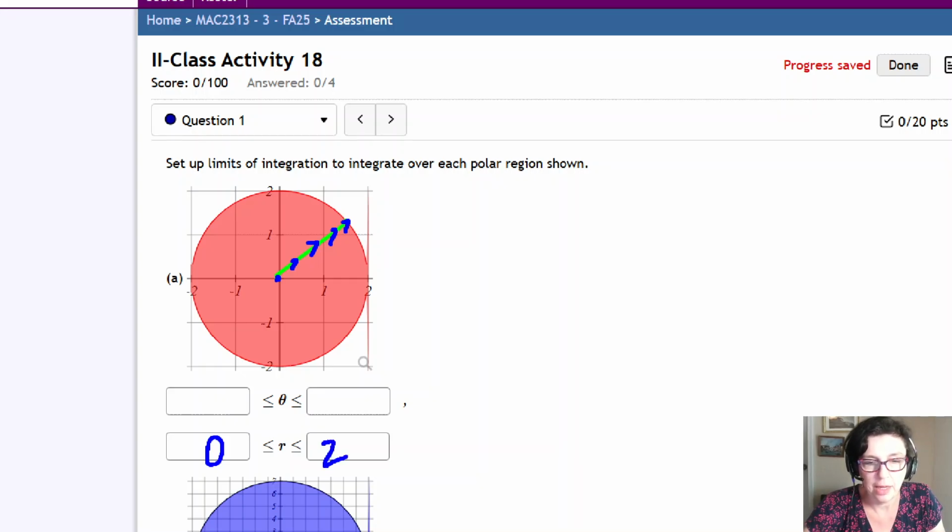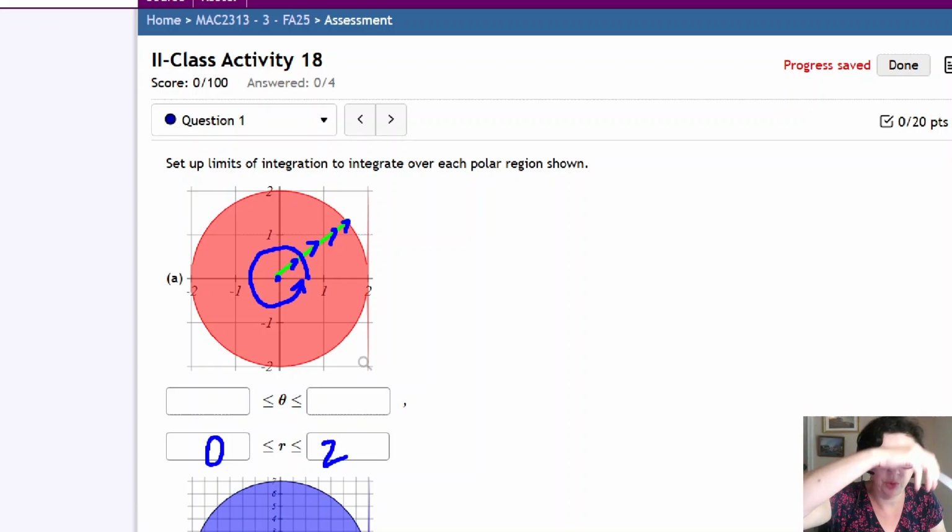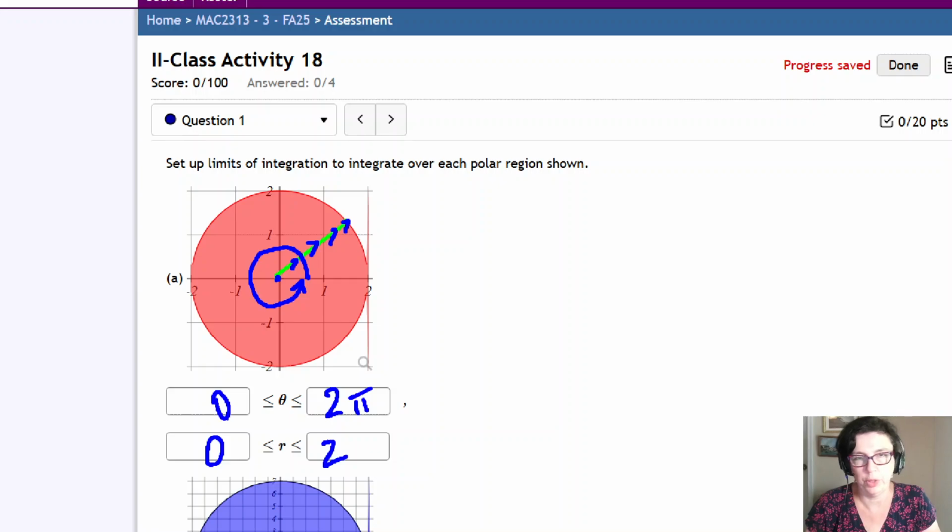For theta, that's going to change. So theta is the angle with the x-axis. So it's going to start here, let's say, right? And then you swipe the whole circle. You need to go all the way around, right? And so then theta is going to go from 0 to 2 pi for the whole circle.